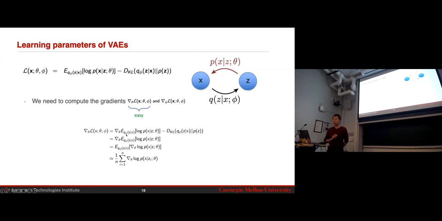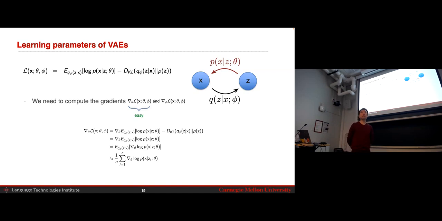The first term, if I want to take gradients with respect to theta, has an expectation. This expectation also depends on phi, because it depends on the encoded latent features. It depends only on phi, not on theta. So I can bring my theta inside the expectation. What's inside the expectation is just how well the latent features reconstruct the data. That does depend on theta because that's the decoder, but it's simple.